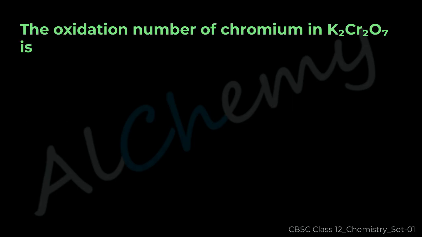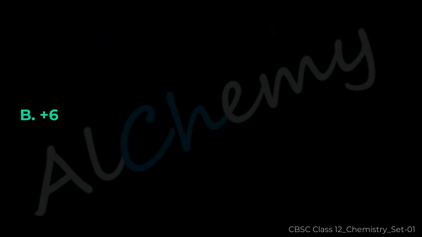LiCl. Question 9. The oxidation number of chromium in K2CrO4 is A. +3, B. +6, C. +7, D. +2. The correct answer is B. +6.